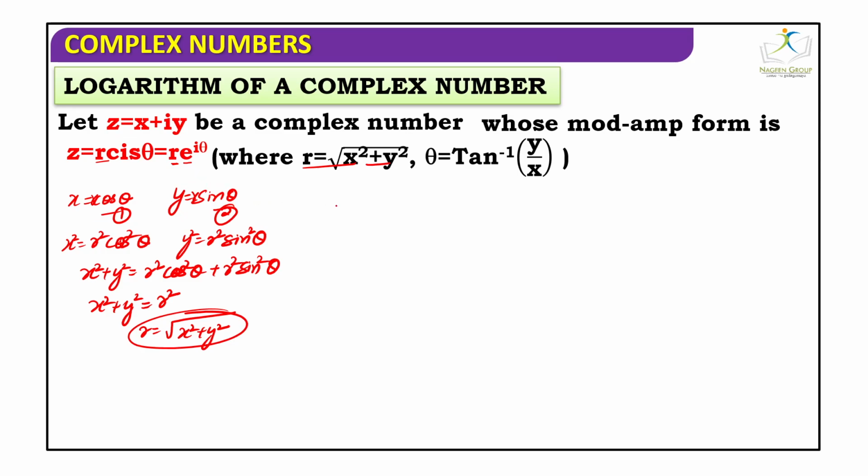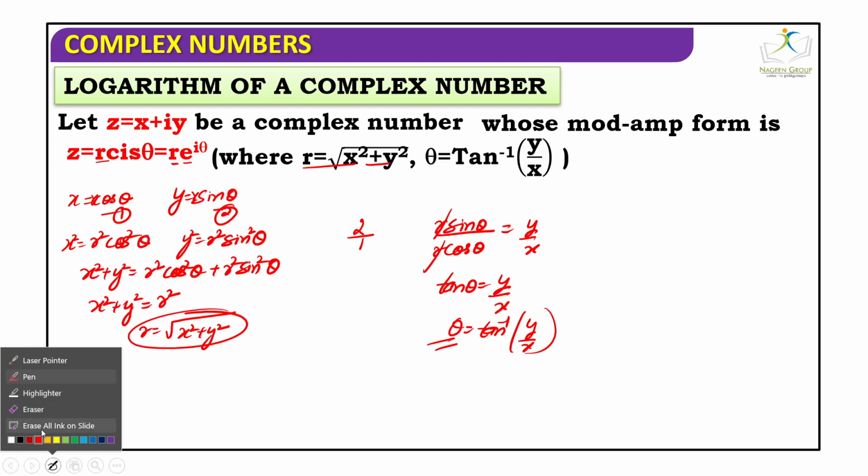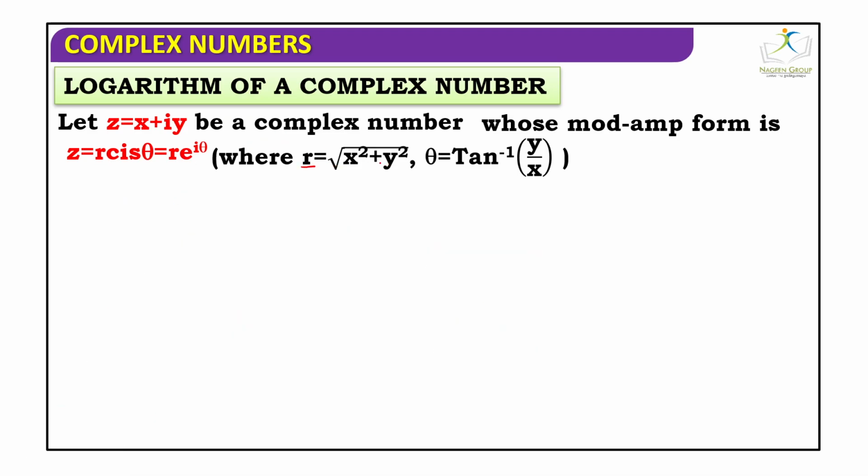Now in these two equations, divide the second equation by the first. We have r sin theta divided by r cos theta, equal to y by x. R with r cancels out. Sin by cos is tan theta, which equals y by x. So theta equals tan inverse of y by x. So this is the value of theta that we derived. The value of r is under root of x square plus y square, and the value of theta is tan inverse of y by x.